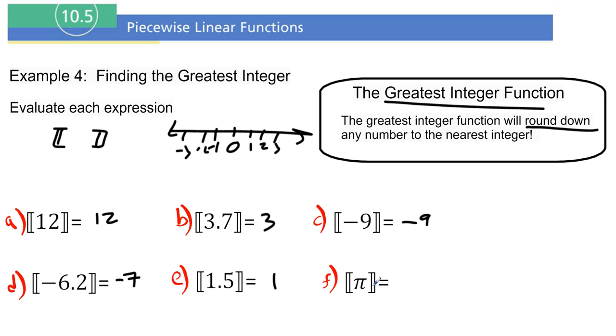1.5 would just be 1, and then pi is 3.14, so 3.1, which means it has to be 3. And great, so that's just how you find the greatest integer. So next, in example 5, we're going to now graph a greatest integer function.